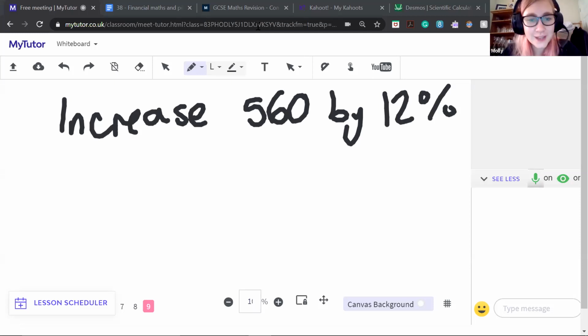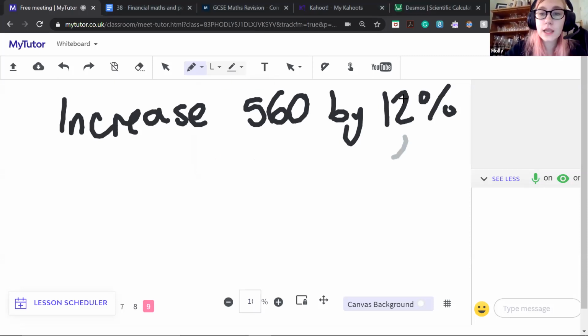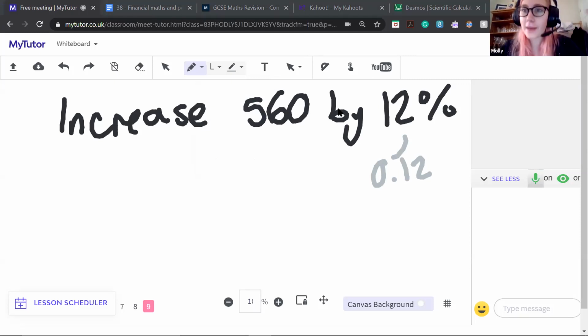Awesome. Some people are already getting the answer, which is fab. So yeah, the multiplier for just 12% is 0.12. So if we wanted to find 12% of 560, we just multiply it by 0.12. And then to increase it, we add that back on.